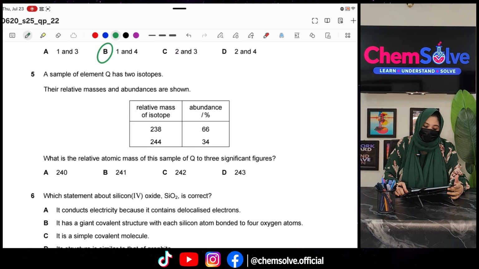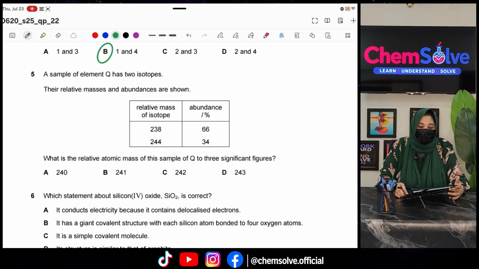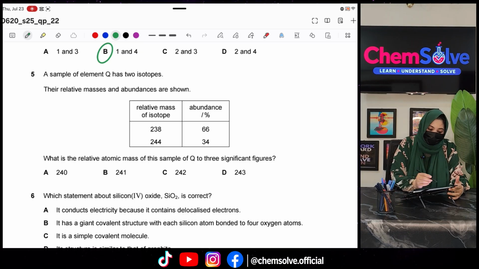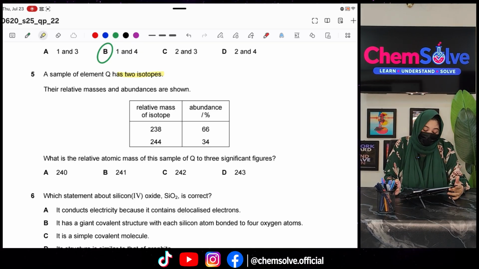Okay, so the next question is question number 5. Question number 5 says a sample of the element Q has 2 isotopes. The relative masses and the abundances are shown in the table. What is the relative atomic mass of the sample Q in 3 significant figures?